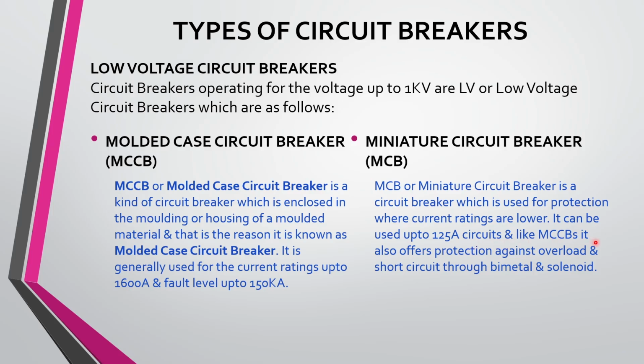Like MCCBs, it also offers protection against overload and short circuit through bimetal and solenoid. In the case of bimetal, you have a bimetallic strip consisting of two different metal strips, and when current passes through them, they expand at different rates, causing bending of the strip, and the bending force is used for triggering the trip circuit. So that is how a miniature circuit breaker operates.